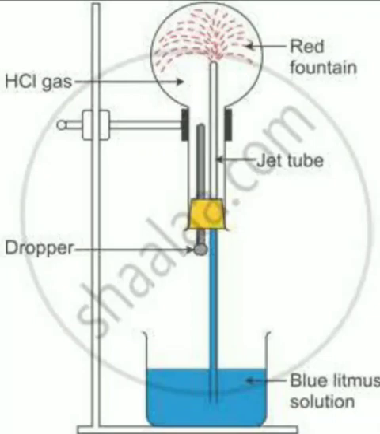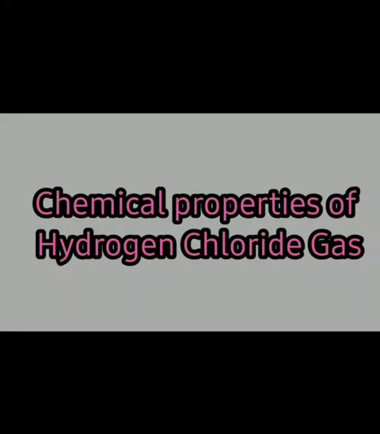The next one is we have to discuss the chemical properties of hydrogen chloride gas. First is combustibility. As we know, hydrogen chloride is neither a combustible gas nor does it support combustion. The next one is thermal dissociation. At 500 degrees Celsius hydrogen chloride gas dissociates, which means it produces H2 plus Cl2.